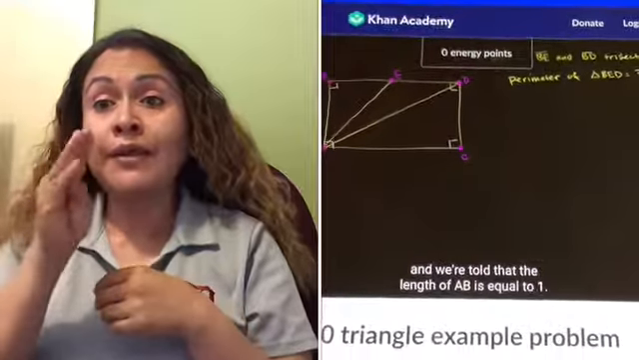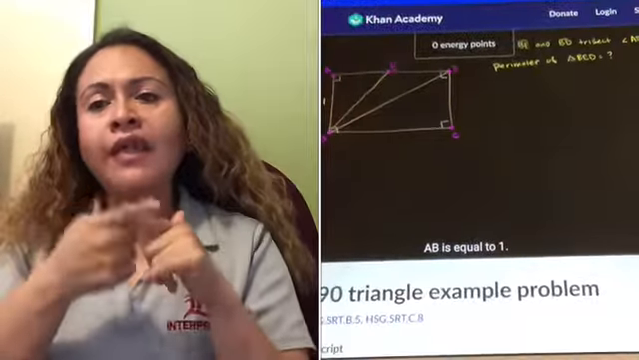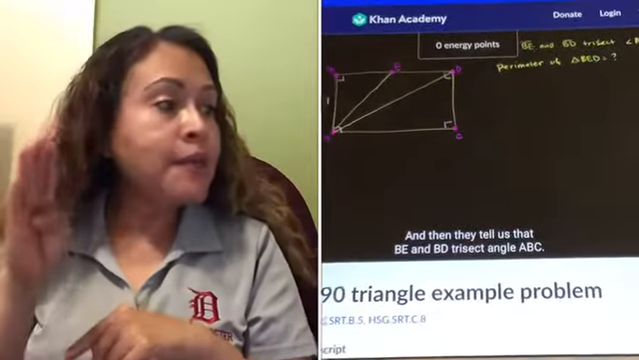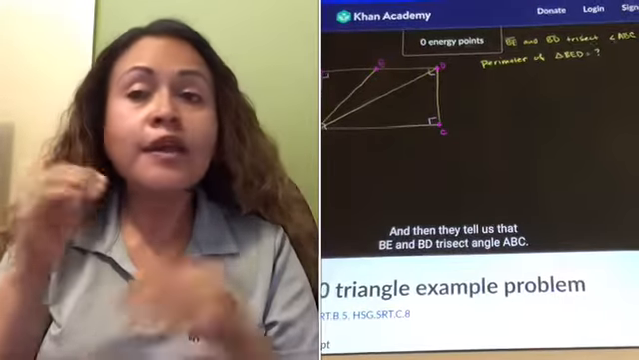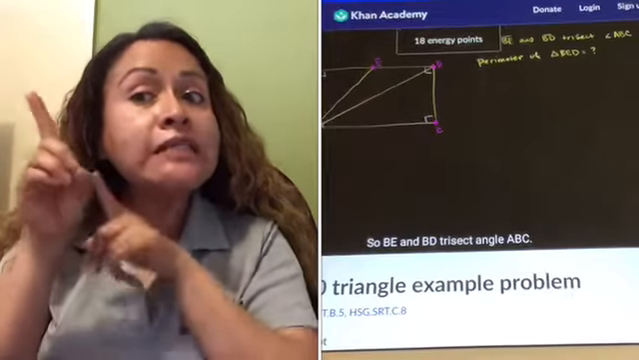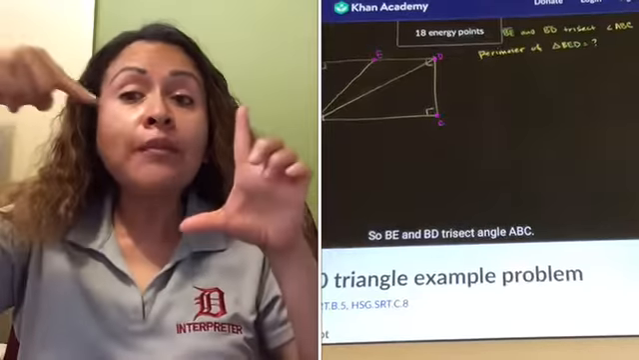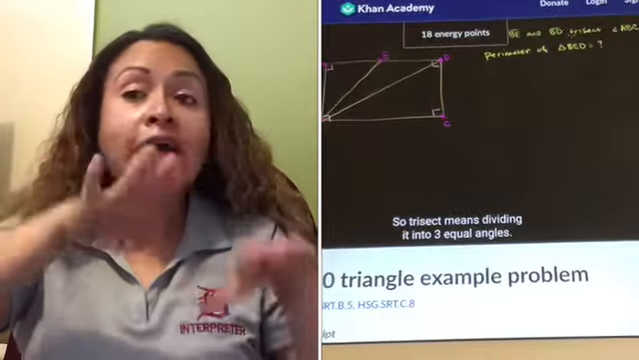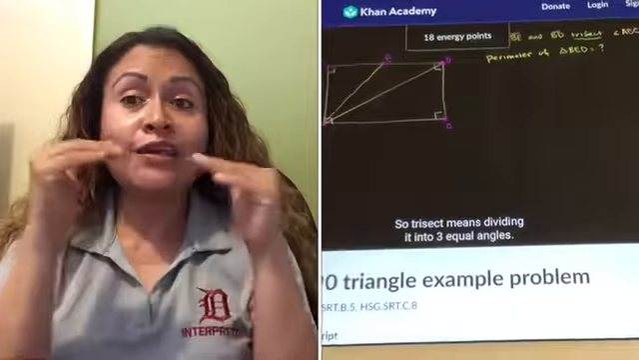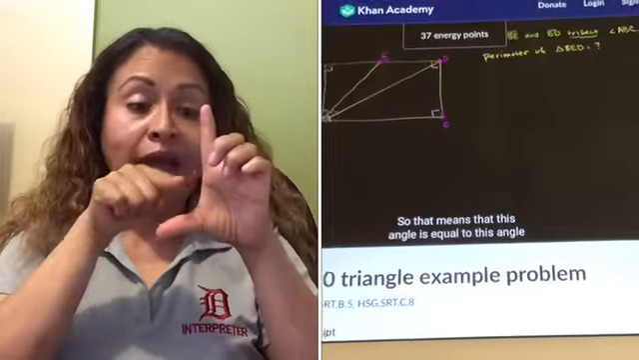is equal to 1, so that's labeled right over there. AB is equal to 1. And then they tell us that BE and BD trisect angle ABC. So trisect means dividing it into three equal angles. So that means that this angle is equal to this angle is equal to that angle.